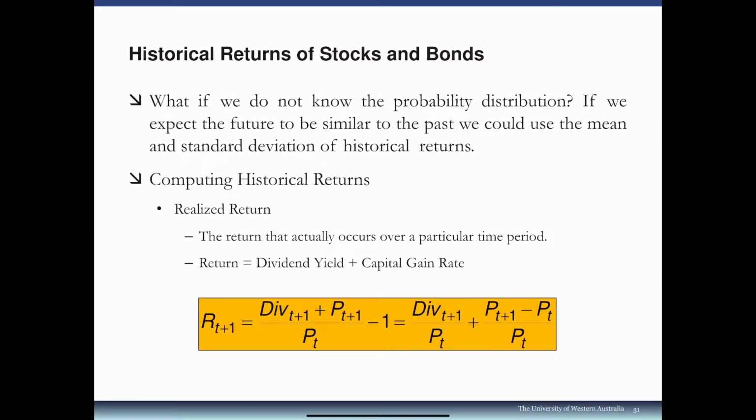Okay, so that's just some background knowledge. If I knew the return distribution for a particular stock, I can then measure the expected return for the stock. I can measure the variance related to the stock, and that's it, right?